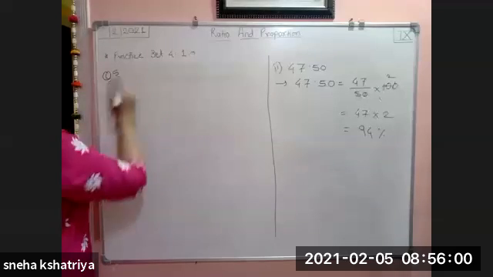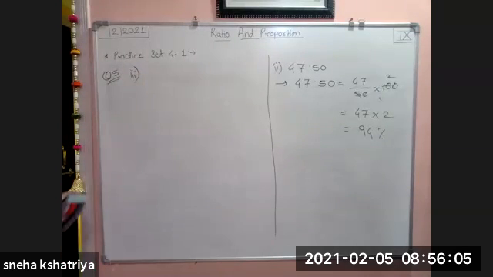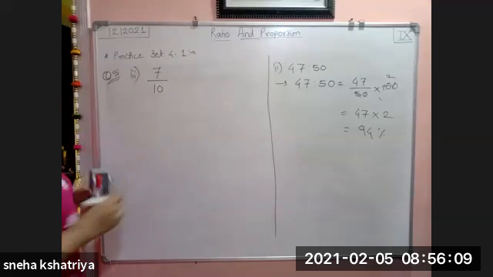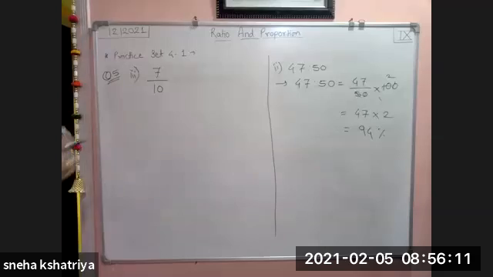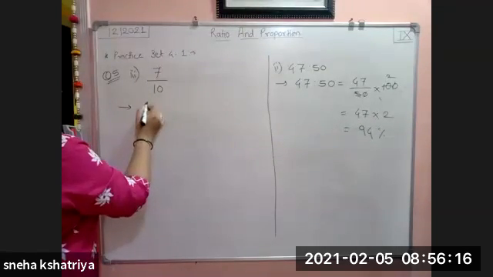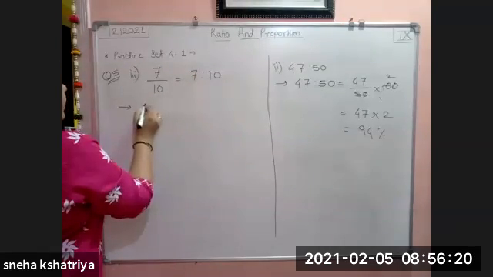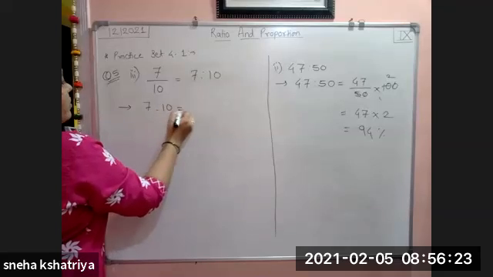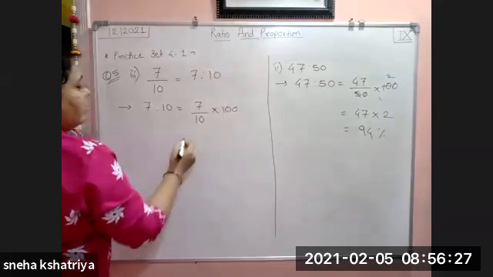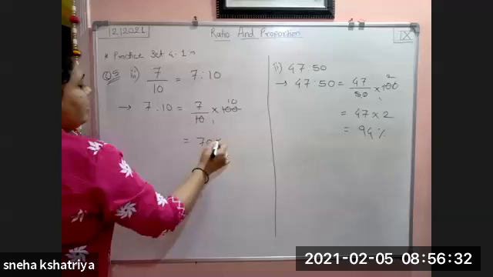Third example. 7 upon 10. It is directly given in the fraction form. So here we can write like this also: this is equal to 7 as to 10, which is equal to 7 divided by 10 multiplied by 100. Again 10 tens are 100, so it will become 70%.